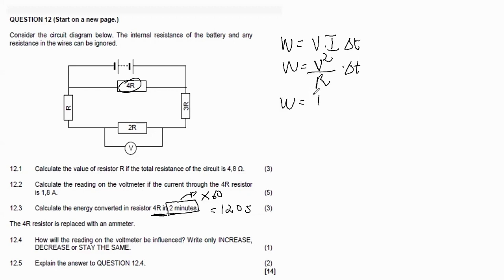Then W is equal to I squared multiplied by R delta time, right? Now, obviously, you have to choose the formula that would be suitable considering the information that you have. Now, the 4R, we have concluded that this is 8 ohm. And then we were told that the current that passes through there is 1.8 amperes. And then also, again, we do know the voltage is 14.4 volts. So that means we have everything on that.